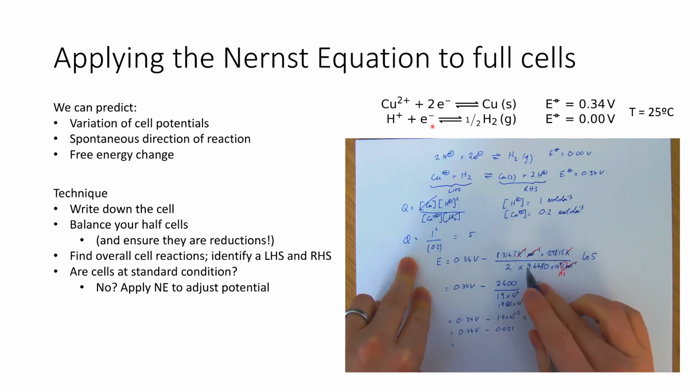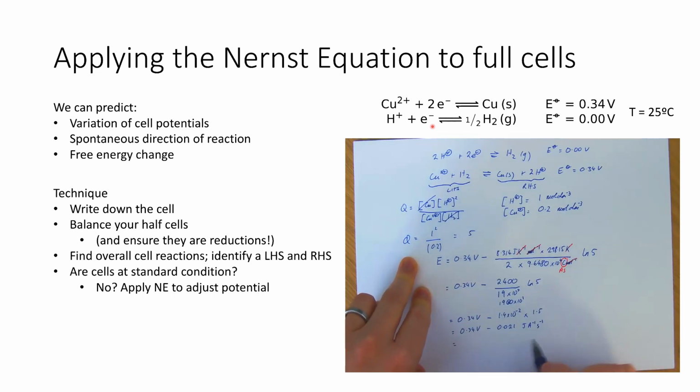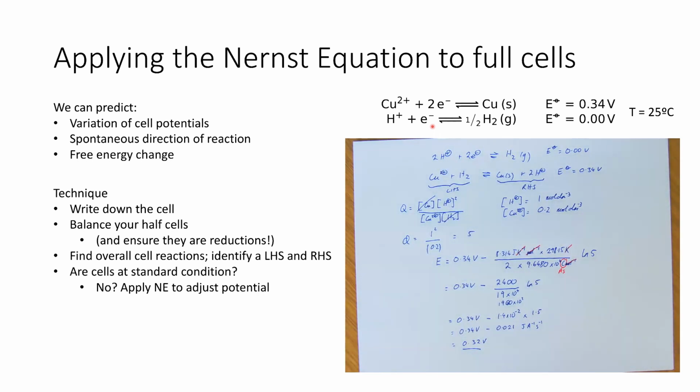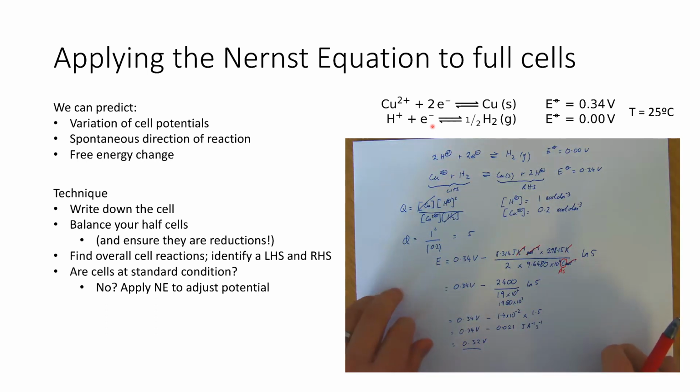And remember, we need to think about the units, so joules per amp per second, which is the definition of a volt. So these units are congruent, so they add up. Subtracting this, we end up with about 0.32 volts, which gives the overall cell potential using the Nernst equation, adjusting for non-standard conditions. We can just check with a calculator.